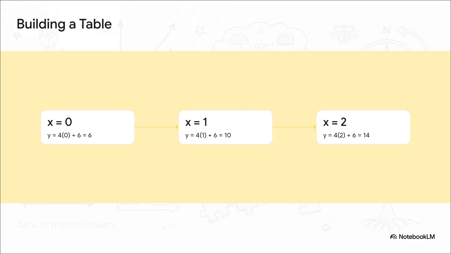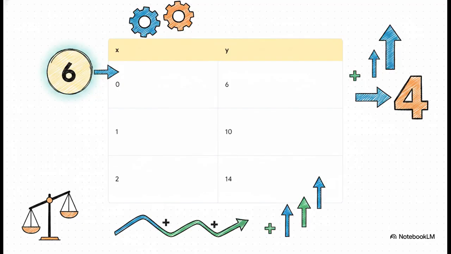Step 3, plug in 2. 4 times 2 is 8, plus 6 is 14. And our translation is perfectly complete. In this new layout, that constant rate of 4 is super easy to spot. The y values literally just jump from 6 to 10 to 14. And our starting value of 6, it's captured perfectly right there in the very first row, where x equals 0.